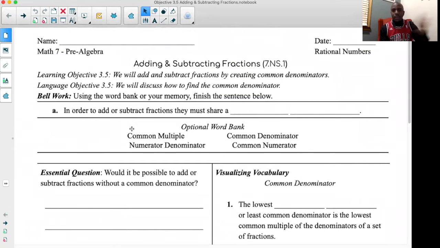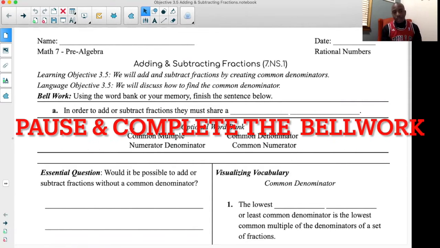Answer this very simple question. In order to add or subtract fractions, they must have a blank blank. There's an optional word bank if you want to use it. It says common multiple, common denominator, numerator denominator, common numerator. Which pair of words fits these two blanks? So take a second, pause the video. It shouldn't take you too long to answer this.